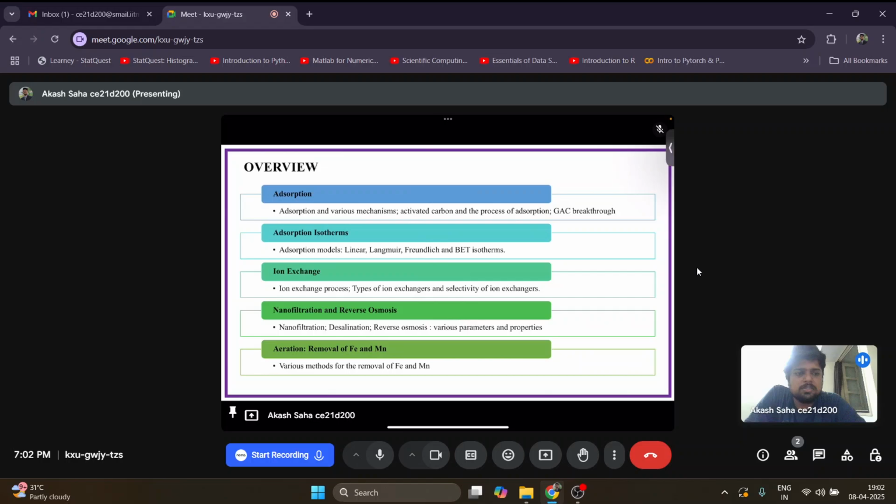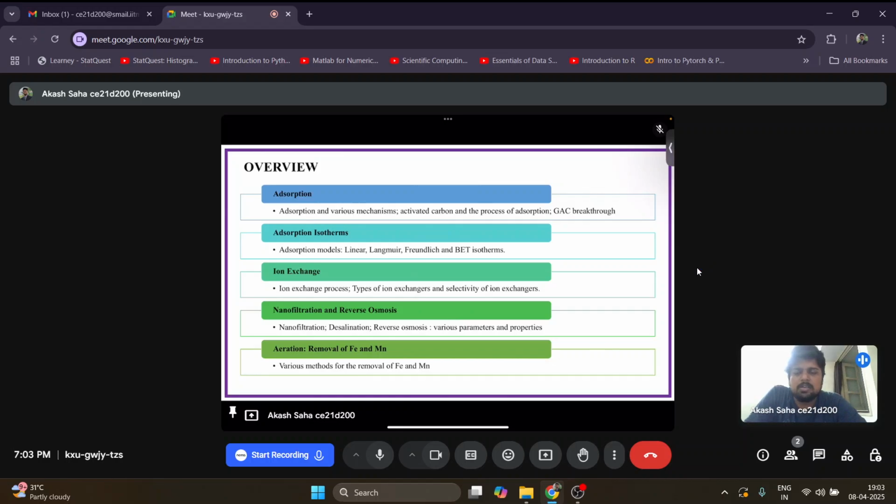So we'll see the contents of week 11 now. As you all know, we started with the concept of adsorption. What is adsorption, what are its various mechanisms, and how activated carbon helps in adsorption, and what is its process. Then we talked about granular activated carbon breakthrough, and then moved on to the topics of adsorption isotherms, where we learned about various models like the Langmuir, Freundlich, and the BET isotherms. So that was about adsorption.